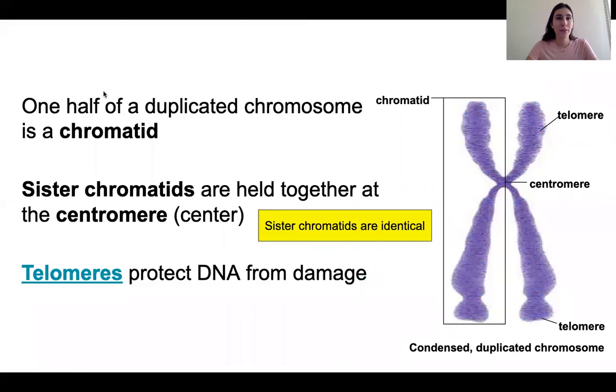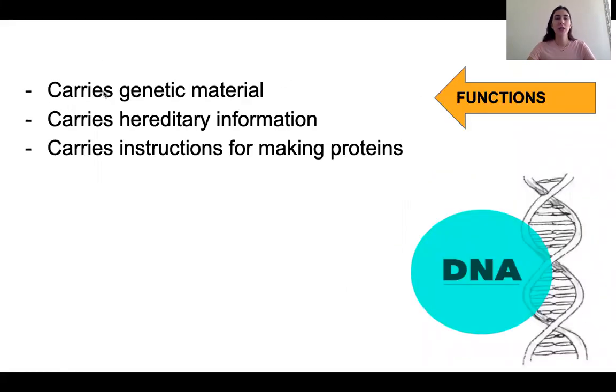All right, last but not least, we're going to talk about the function. Very straightforward. We talked about so much of this. But if we were to break down the function of DNA into 3 parts, it carries genetic information. It carries hereditary material, meaning that it carries information that can be passed from parent to child. And finally, like we mentioned, it carries instructions for making proteins. Every gene, which is found in a chromosome, which is DNA, is responsible for making one protein.